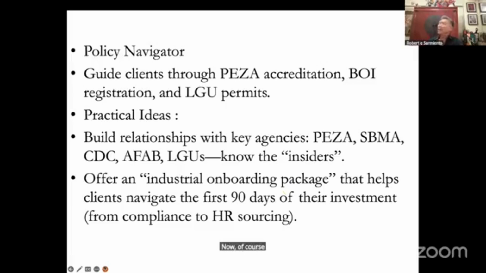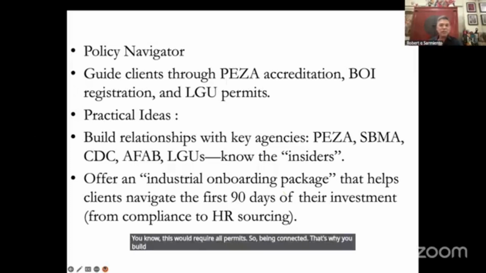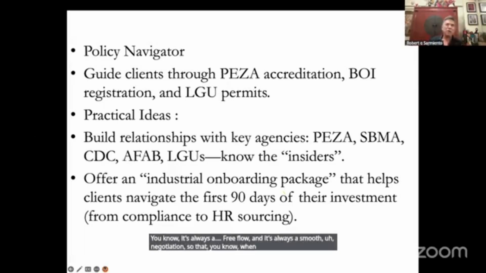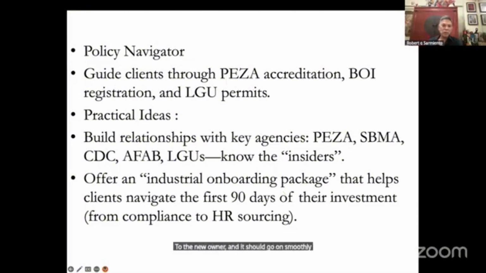Now, of course, when you're getting into the industrial sector, syempre, yung mga pagpasok sa mga PEZA zone, yung mga LGU, mga permit, pagtayo ng warehouse, this would require all permits. So being connected, that's why you build relationships with key agencies, PEZA, SBMA, yung mga AFAB, LGUs. You got to know, just like what we do in the real estate sector, you got to be connected so that it's always a free flow and it's always a smooth negotiation so that when you sell property, you transfer the title to the new owner and it should go on smoothly without any issues. Okay, next slide.